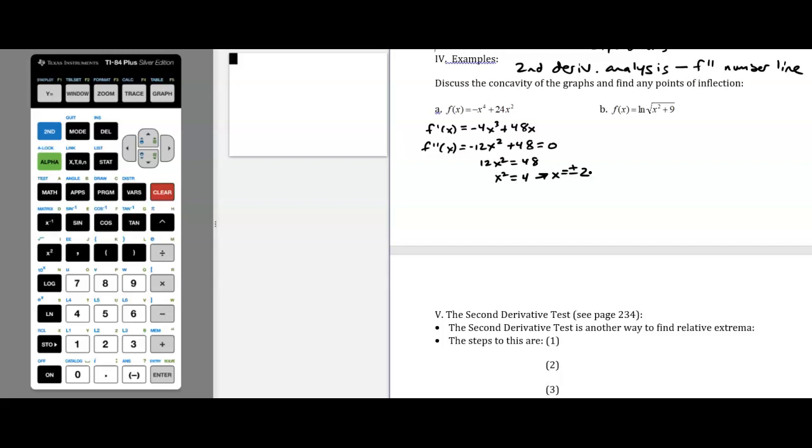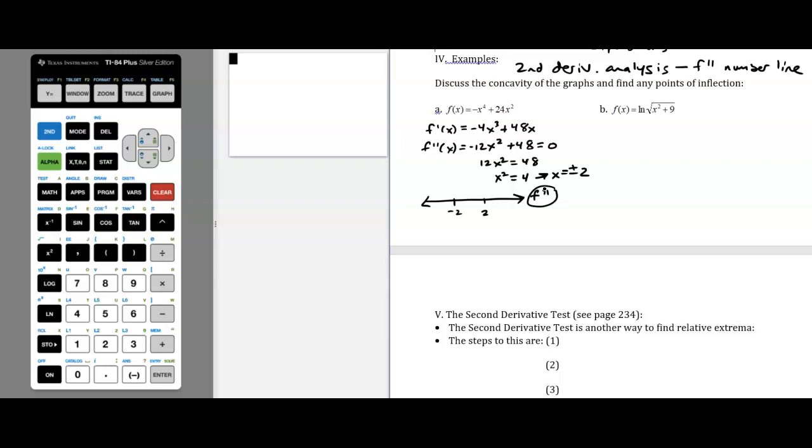So if x is plus or minus 2 when my second derivative is equal to 0, I create a second derivative number line, label it f double prime, and put those key values on it. I emphasized labeling the number line in the last section, and now I'm emphasizing once again that you want to label the f double prime number line. Remember, we're interested in when f double prime is positive or negative, because that tells us when we're concave up or concave down.